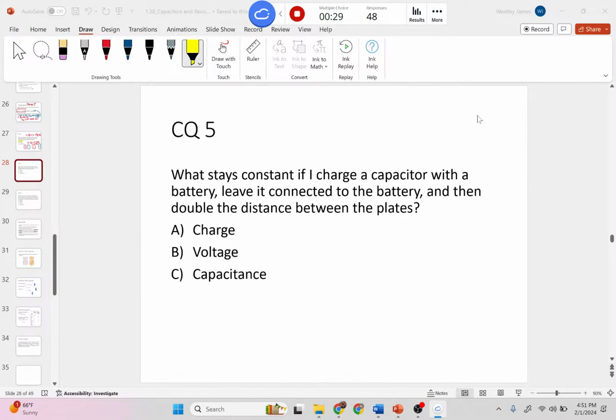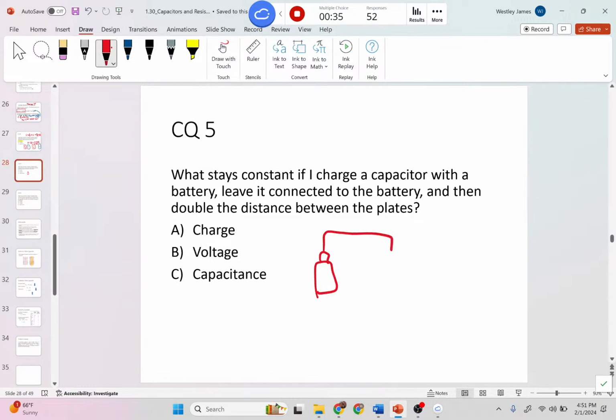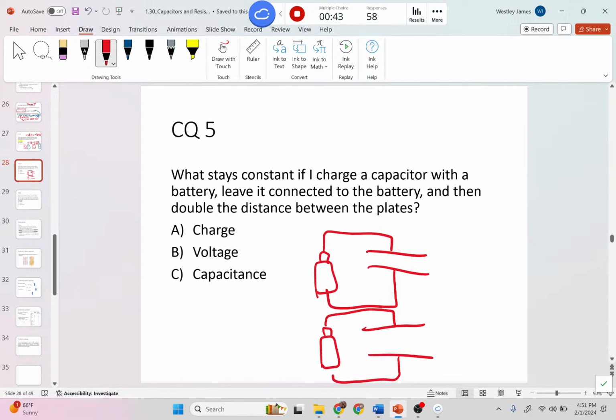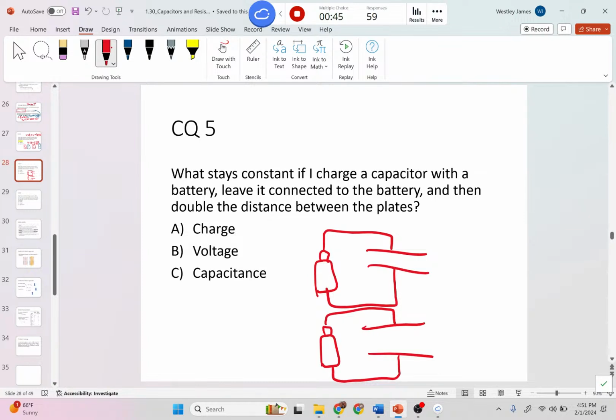So if I draw a picture of this, I've got a battery, and I've got one plate here, one plate here. So that's my original situation. The new situation is I double that distance between them, but it is connected to the same battery. My original distance was D. My new distance is 2D.